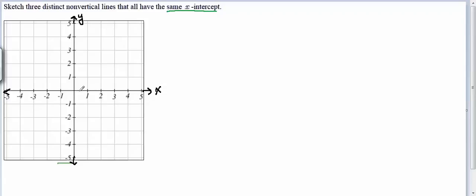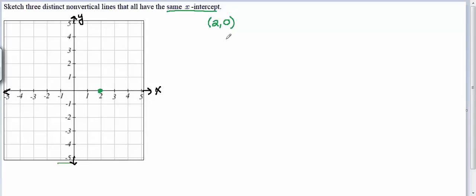So if we look at our x-axis, we could pick any point along here and decide that's going to be the x-intercept for all our lines. So there's no wrong choice here, as long as you pick a point somewhere on this line. For our example, let's pick this point. The point x equals 2, or if we were going to write it as an ordered pair, the x-coordinate is 2, the y-coordinate is 0. That will be our x-intercept for all three lines we're going to draw.